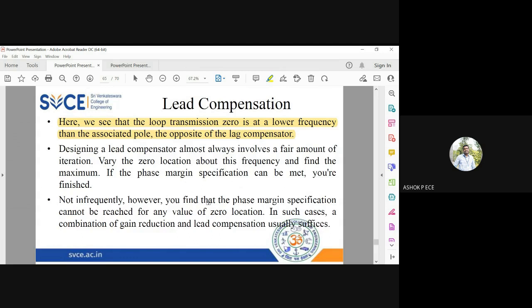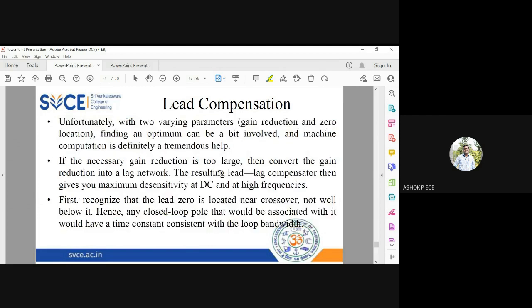However, when you find the phase margin specification cannot be reached for any value of zero location, in such a case you have to go for a combination of both lead compensation as well as gain reduction. That case may work for many systems. If the necessary gain reduction is too large, then convert the gain reduction to a lag network. Otherwise, you go only for lead compensation.